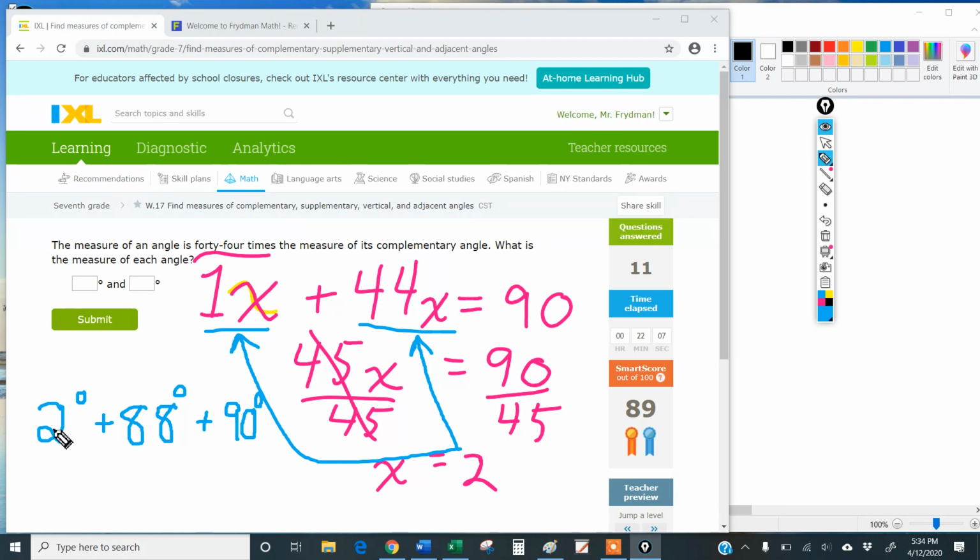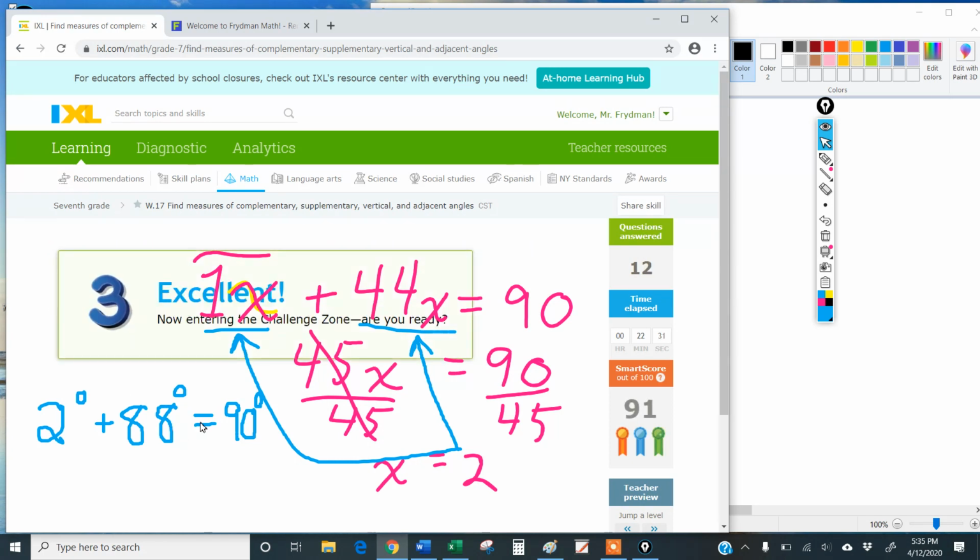And we also met the criteria of them being complementary angles. Oops, I just realized I put a plus sign here. That should be an equal sign. Right? We also met the criteria of them being complementary, meaning that when we add them up, we get 90 degrees. So one is 2 and the other is 88. I'm at the challenge zone.